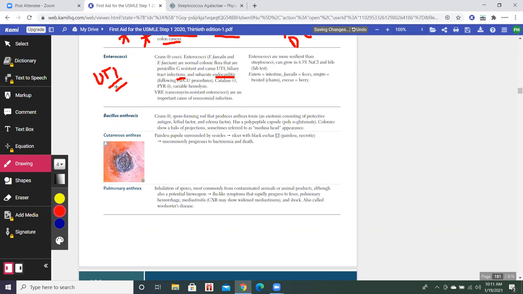The organism that we have cultured is gram positive cocci, which is catalase negative, and it's PYR positive, and it's also gamma hemolytic. Which organism are we talking about? The answer is Enterococci. Next one is vancomycin resistant enterococci is another subtype, and this can cause nosocomial infection.